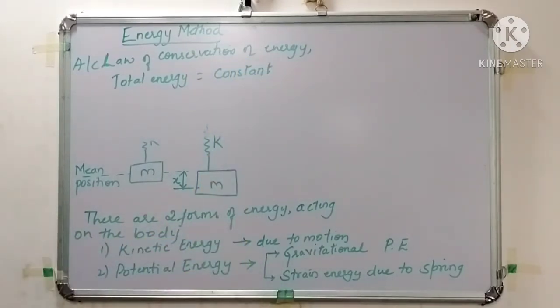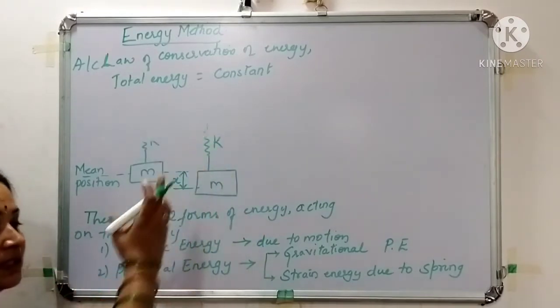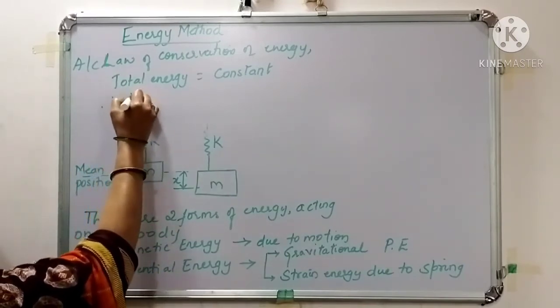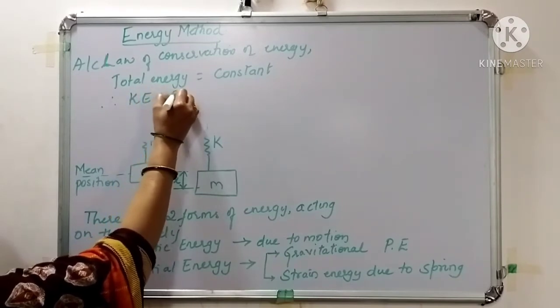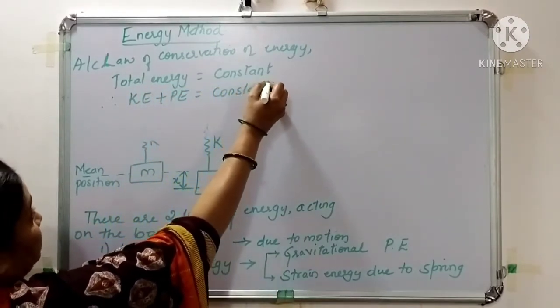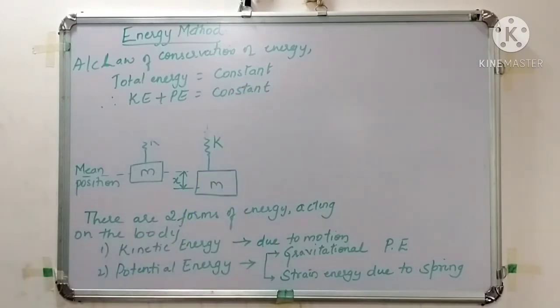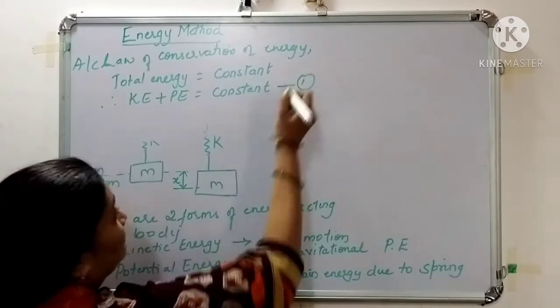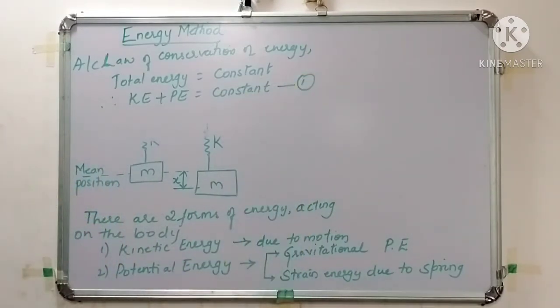Fine. What is the total energy then? The total energy acting on this system is the summation of kinetic energy and potential energy. Therefore, kinetic energy plus potential energy is equal to a constant. Call this equation number 1.